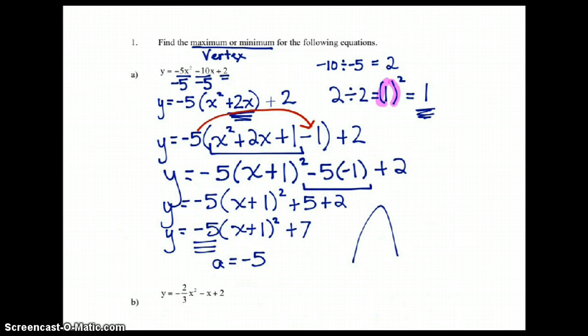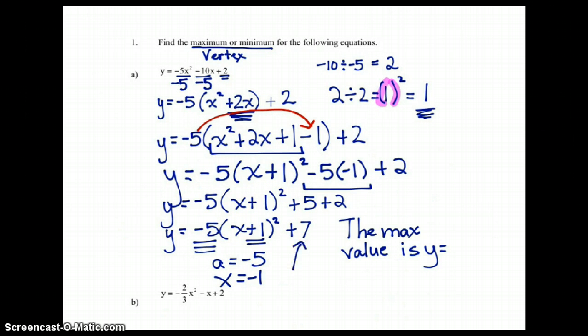So we're going to have to tell what maximum value that actually is. So the maximum value, or you can just write the max value. Don't forget that it's y equals something. Now, the x value, which is -1, is the axis of symmetry.